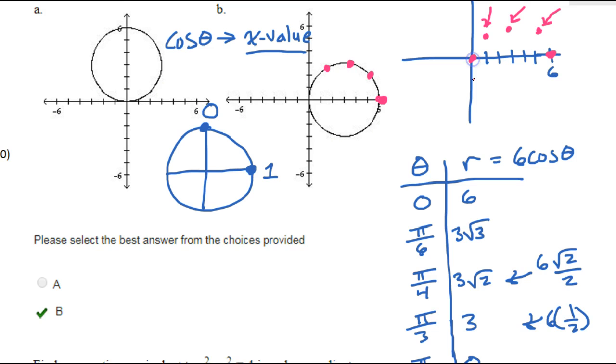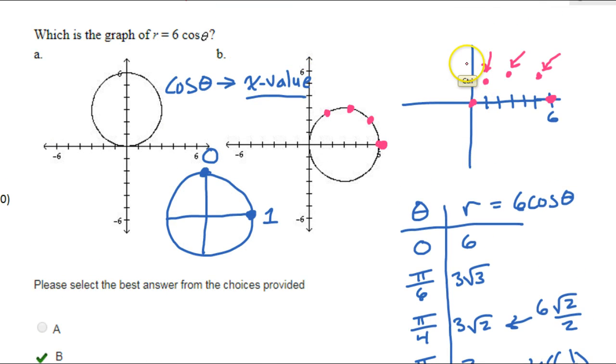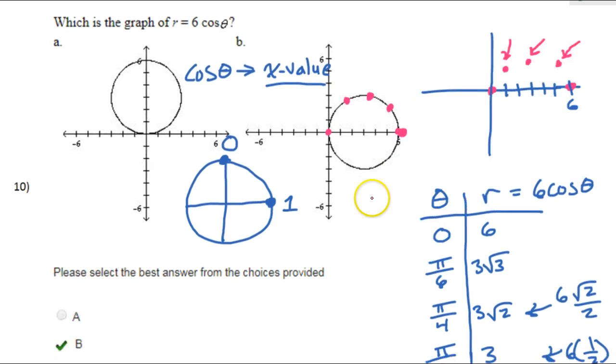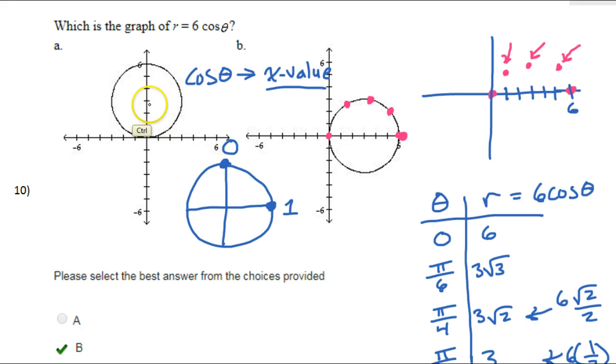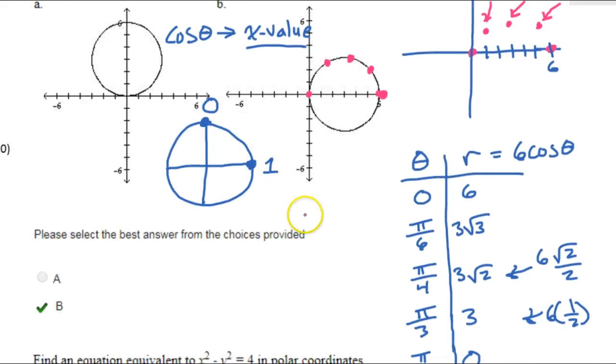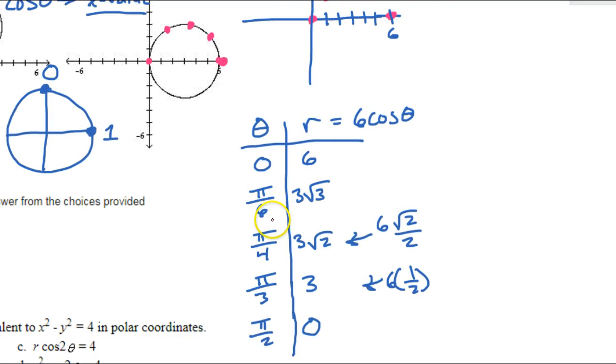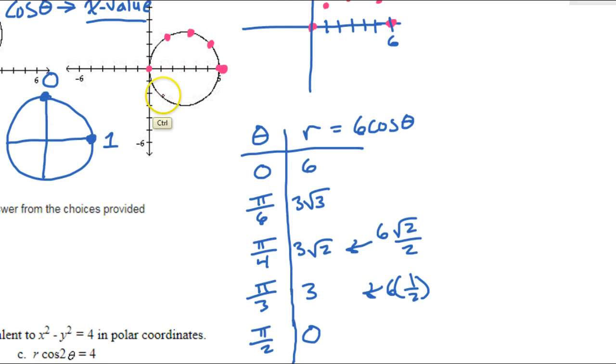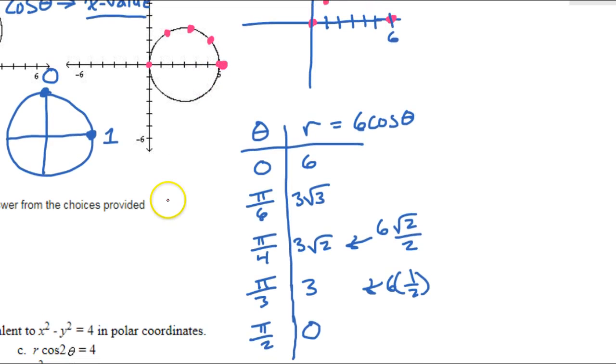It would be right here. All right, I'm at an angle of pi over 2, but the distance is 0, which puts me right at the origin. So that would give me this dot right here. All right, so you can see all of these points are landing right on this graph, and they would not match version A. Now, you could stop the video here, but if you're curious about the bottom half of the circle, keep watching.